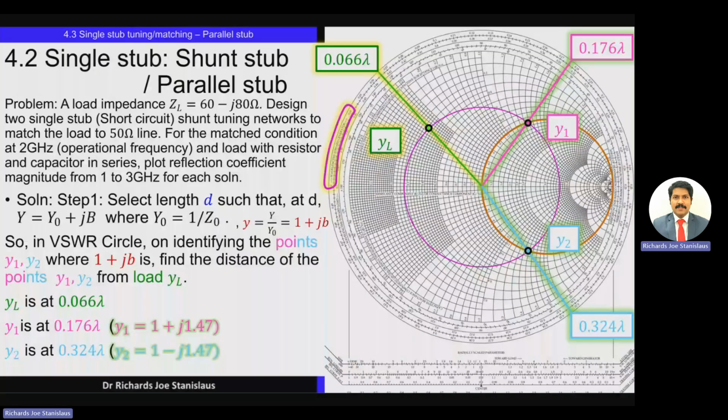Right. So as discussed earlier, the load is located at this location, and Y1 is at this reference location, and Y2 is at 0.324. From the center, connect the load and extend outwards and mark it as 0.066. Similarly, for Y1, mark Y1, connect Y1 and extend outwards. In the outermost circle, we'll be able to mark a value of 0.176.